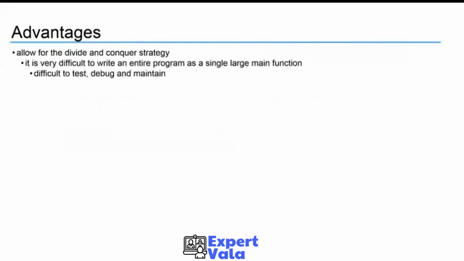And the advantages of functions: we are going to use functions because they have a ton of advantages. Functions allow for the divide and conquer strategy. If you were to go and write a medium-sized or a large program as a single large function, it's going to be really hard to maintain. It's going to be hard to test, debug, and find and fix any errors. So breaking it down and using this divide and conquer strategy is going to make it a lot easier to find and fix bugs in your code.